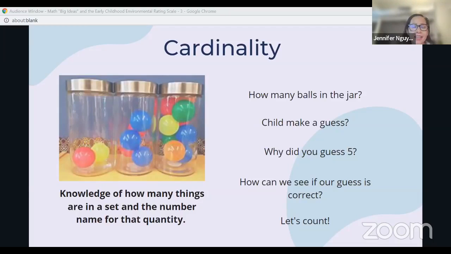What's your guess? Okay, you guessed 5. Why did you guess 5? And that's prompting the thought process a little bit. How can we see if our guess is correct? So that's introducing a little problem solving. And then the children hopefully will think, oh, we can take them out and count them. We can count and use our one-to-one correspondence skill and then talk about the final cardinal number. And we'll know that is the number, the quantity of balls in this jar.